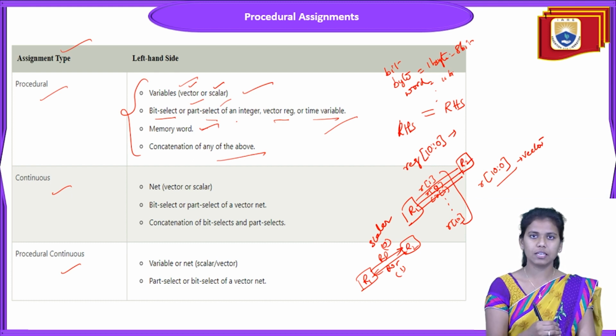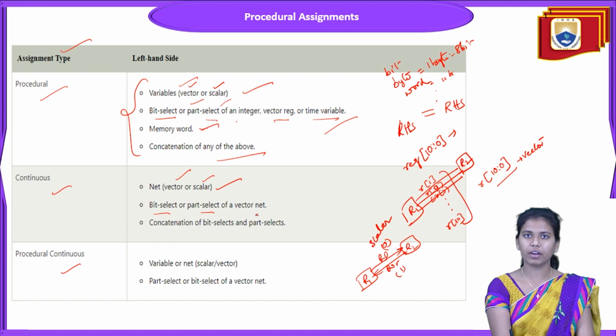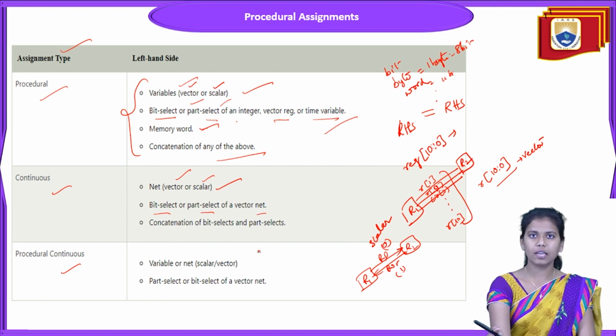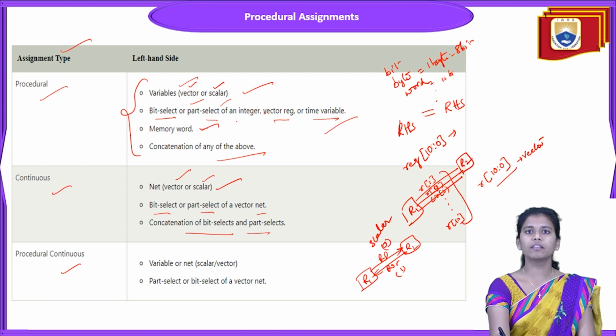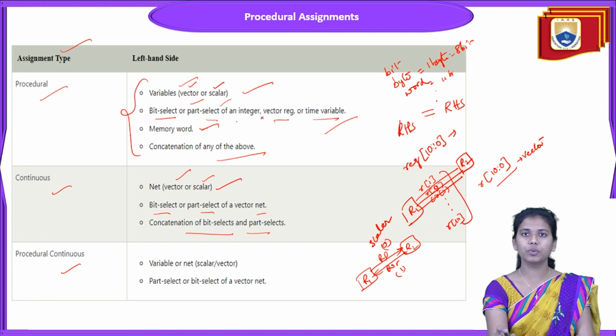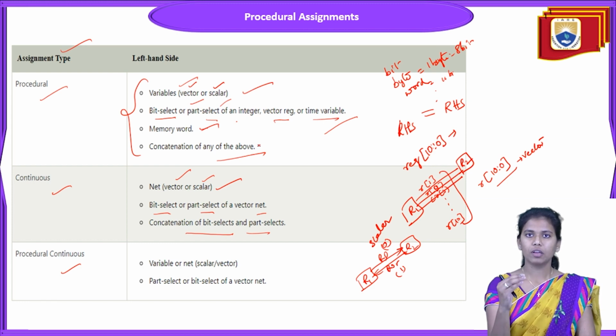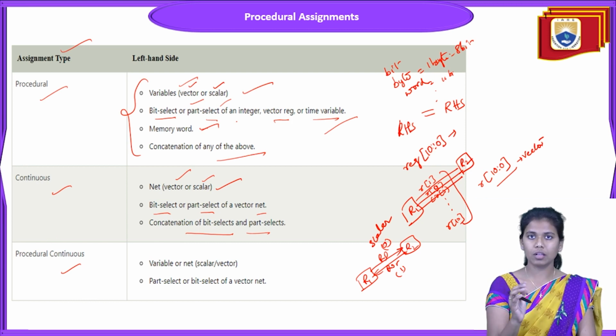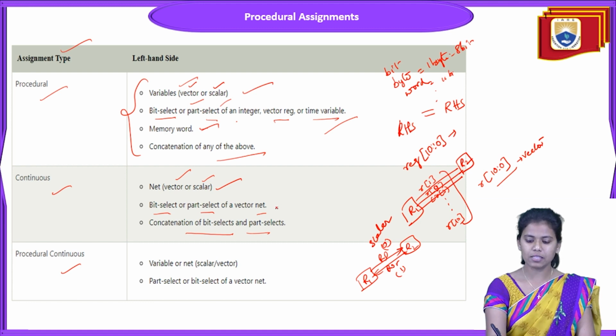And coming to the continuous assignment, we will see on the left hand side a net. That net we also represent in terms of vector or scalar, and you see bit select, part select or vector select as in the procedural assignment, and also the concatenation of bit select and part select. So in the procedural assignments, we see the concatenations of the vector net, register net, or a time variable, and so on. But when it comes to the continuous assignment, we will see the concatenation of bit select as well as the part select.